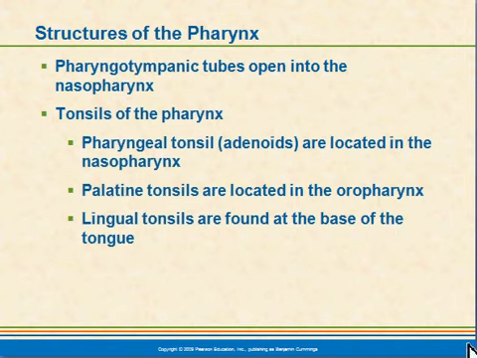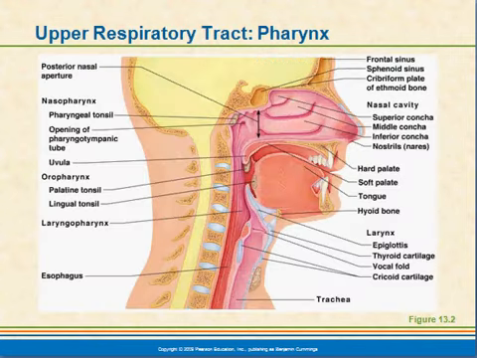Now, all of these are part of our lymphatic system, our immune system, and they exist to protect us from all of the things that we breathe in, and hopefully act as a gateway for our immune system to protect us from getting very sick. Again, a view of the upper respiratory system, and you can see the palatine tonsils, which are really on the side of the throat, the pharyngeal tonsils located way up at the top of the throat, and the lingual tonsils located down at the base of the tongue.